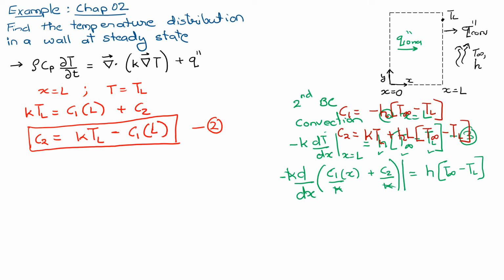And we have to find the derivative of this at x equal to L. So this will turn out to be minus C1 times the derivative of x, which is 1, plus 0 because the derivative of a constant quantity is 0, equals h times T infinity minus TL. So here we have the value of our constant C1, which is minus h times T infinity minus TL. Let's call this equation 4.